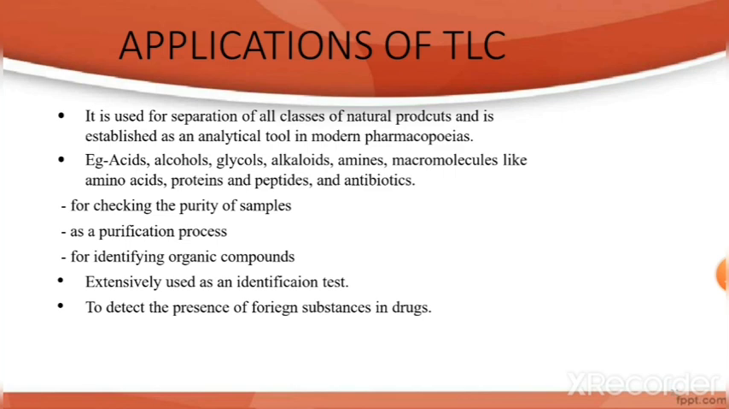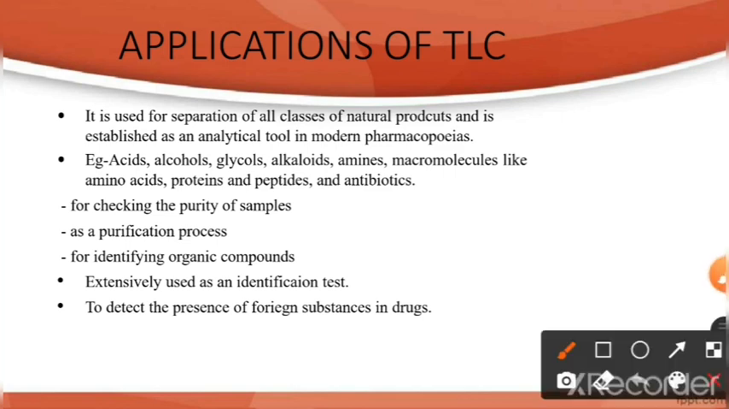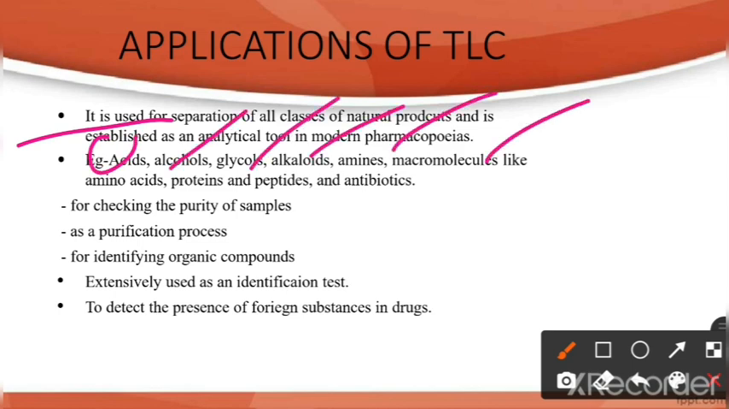What are the applications? It is used for the separation of classes of natural products, and is established as an analytical tool in modern pharmacopoeias. Examples: acids, alcohols, glycols, alkaloids, amines, macromolecules like amino acids, proteins, peptides, antibiotics, etc. It is used for checking the purity of samples, as a purification process, and for identification of organic compounds. And this method is extensively used as an identification test, and is also used to detect the presence of foreign substances in drugs.